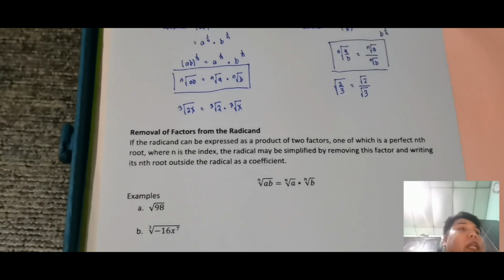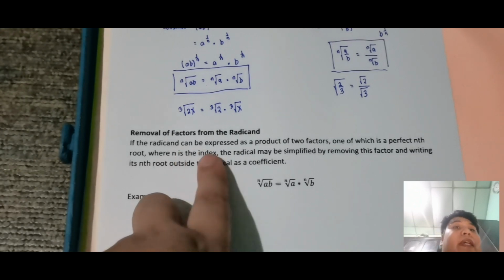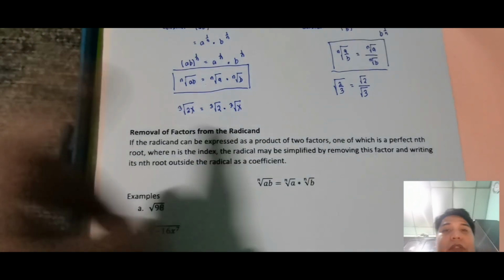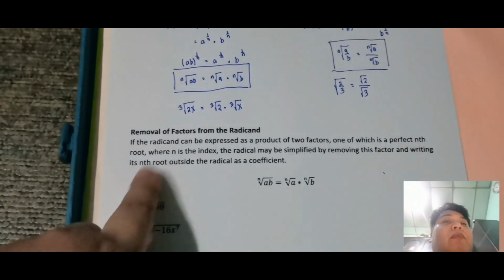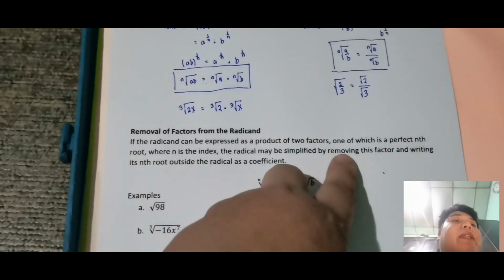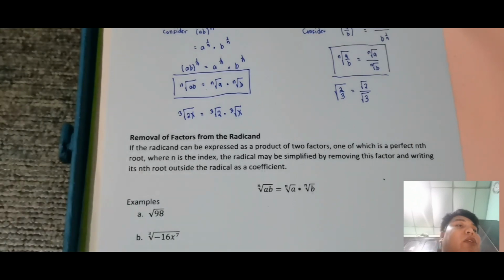Okay, so from the word factor, meaning ipapactor mo yung loob. Pero dito, iba. Dito, ipapactor mo siya in such a way na dapat yung isa perfect nth root. Okay, so basahin ko ulit. If the radicand can be expressed as a product of two factors, one of which is a perfect nth root, where n is the index, the radical may be simplified by removing the factors and writing its nth root outside the radical as a coefficient.